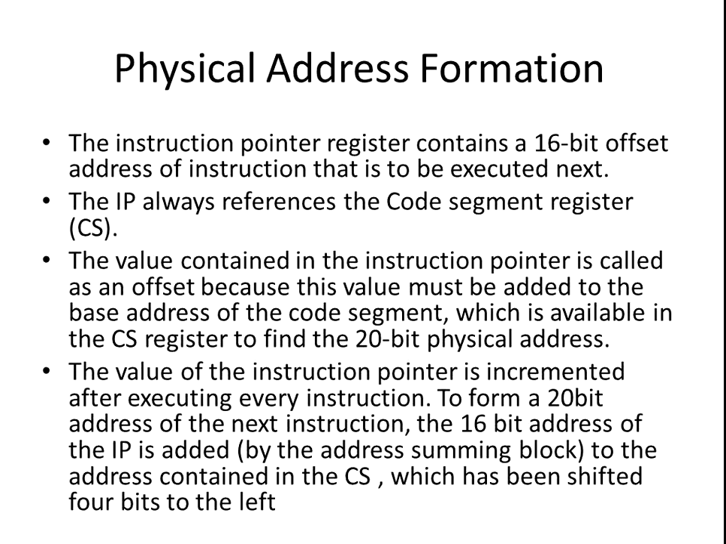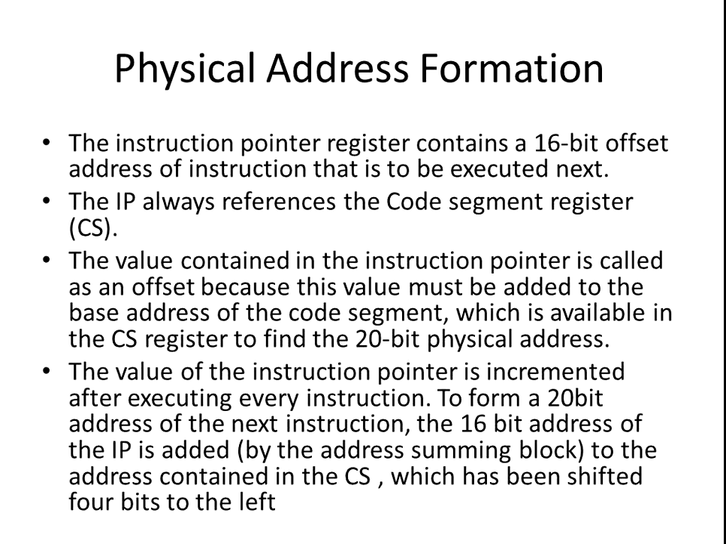So we know that the instruction pointer register, that is 16-bit long, contains the offset address of that instruction that is to be executed next. This IP always refers to the code segment register, that contains the base of the address of the code segment. The value contained in the instruction pointer is called the offset because this value must be added to the base of the code segment, which is available in the code segment register, to find the 20-bit physical address. And the value of the instruction pointer is incremented after executing every instruction because it contains the offset address of the instruction that is to be executed next.